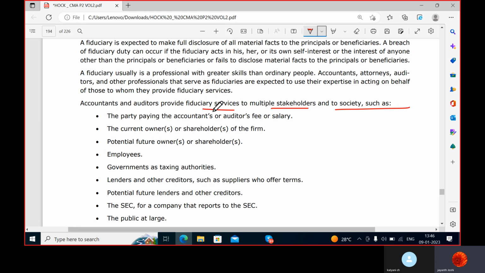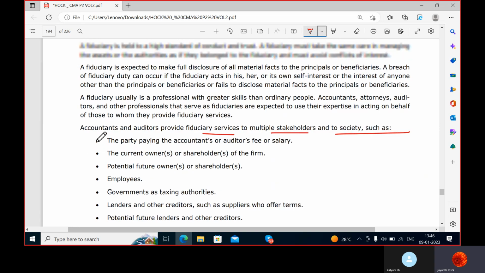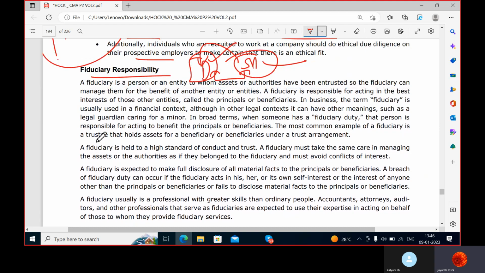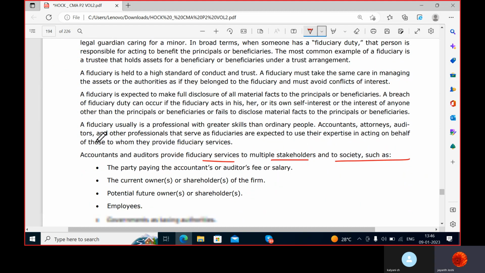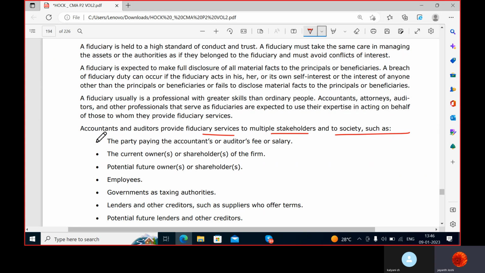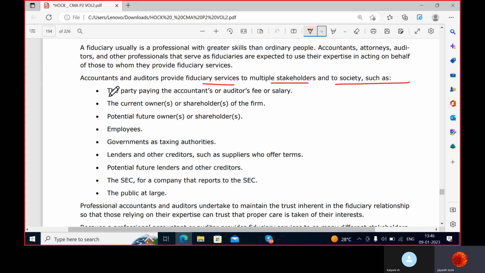Of course, they will give you suggestions regarding how to save taxes and all. It's not like they are doing something bad for the government, but they are your client. You are their client, so they work for your betterment, because they are your agents whom you appointed, and you have a fiduciary relationship between each other. They cannot work for their own benefit. They should work for your benefit. That's what is fiduciary. So the party paying the accountants or auditors fee or salary.